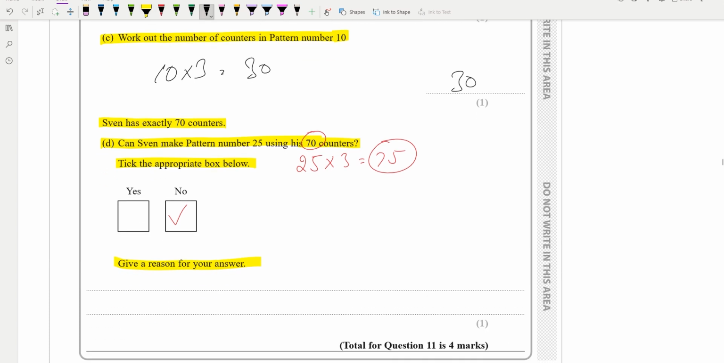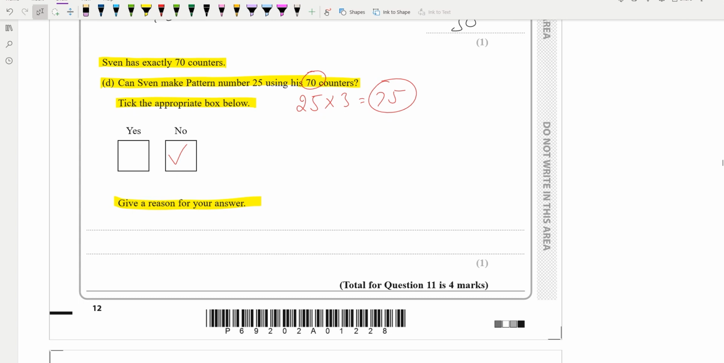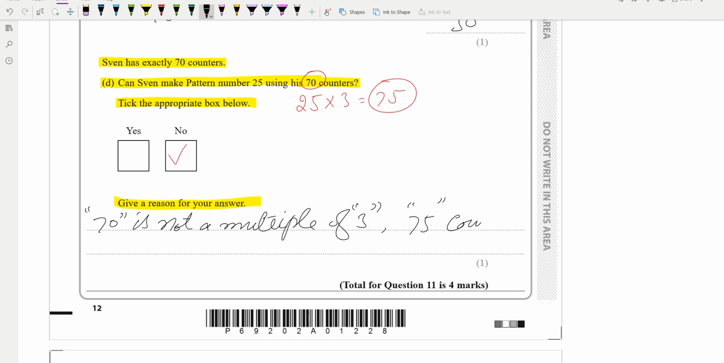And the reason is what? 70 is not a multiple of 3, because we are looking for multiples of 3 in this sequence. So we can write 70 is not a multiple of 3, one option. And the second option, we can say that 75 counters are required for pattern 25. So for 25 we require 75 counters.